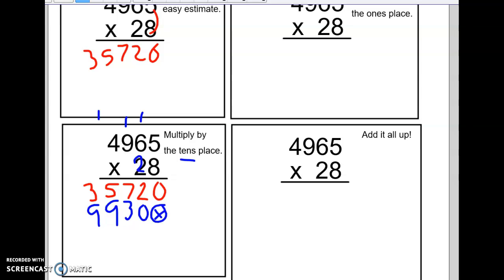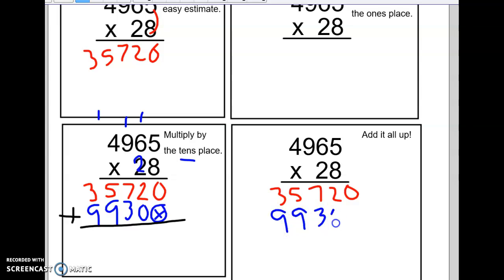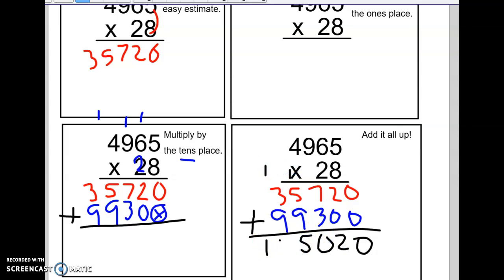So at this point, we're going to add it all up. Okay, we're going to add this up. So we're going to recopy 3, 5, 7, 2, 0 on your bottom piece. We're going to recopy 9, 9, 3, 0, 0, and then we are going to add on your last flap. And let's see if our answer is close to our estimate.